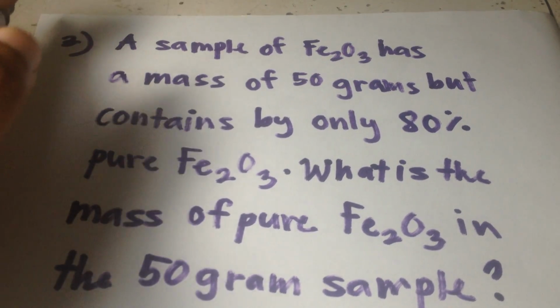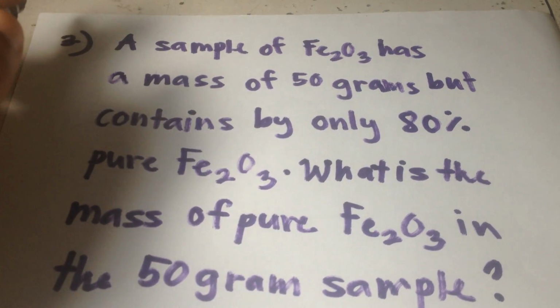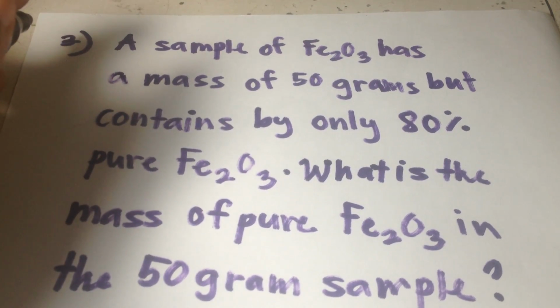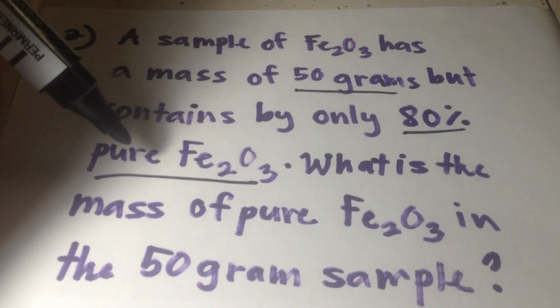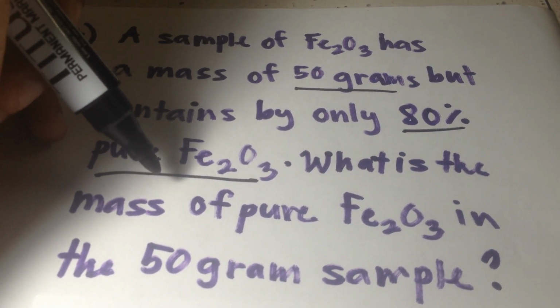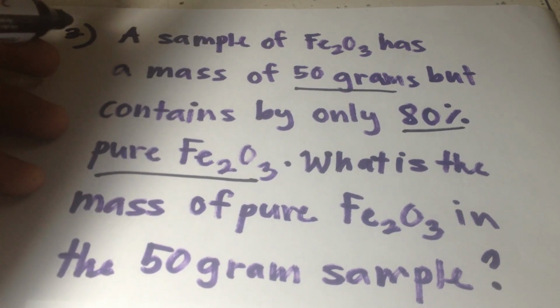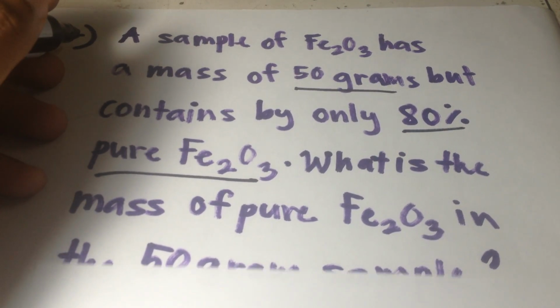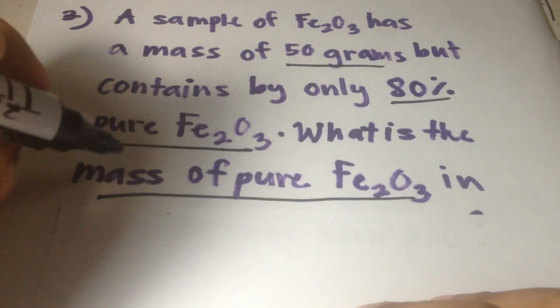A sample of iron trioxide has a mass of 50 grams but contains only 80% pure iron trioxide. So it's 80% and it has 50 grams. What is the mass of pure iron trioxide in the 50 gram sample? So it has 80% and there is no inert. So all you need to do is calculate the grams of pure iron trioxide. So let's begin.